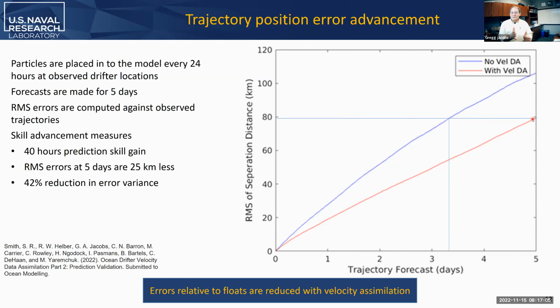In meteorology, a rule of thumb is that you can get 1 day of improvement of skill for every 10 years of research. So gaining 40 hours of skill is more than a decade of research if this were meteorology, but that's a rule of thumb.